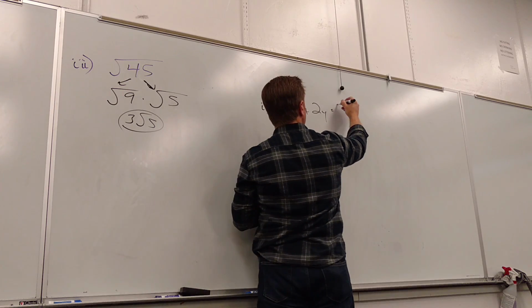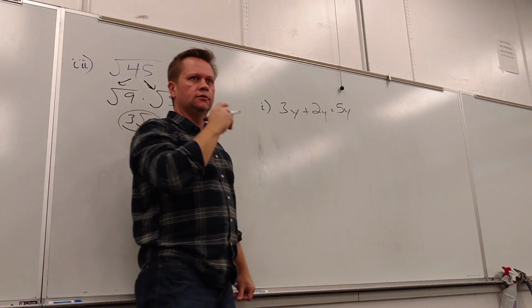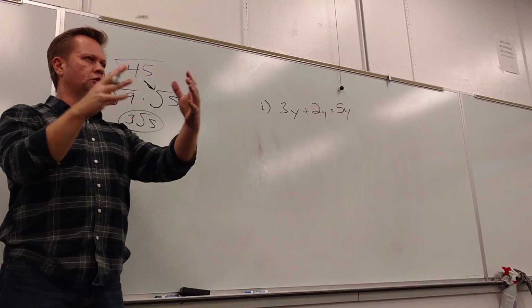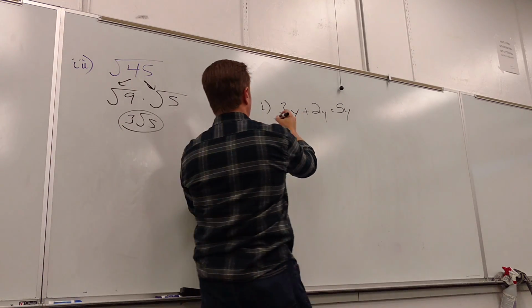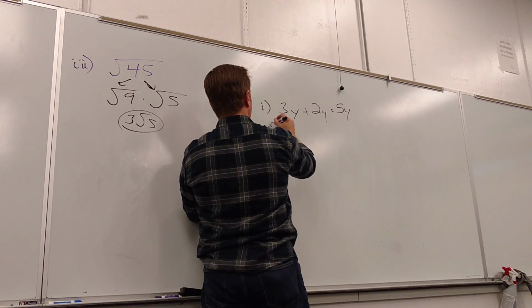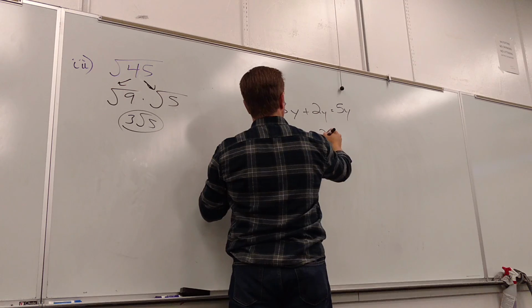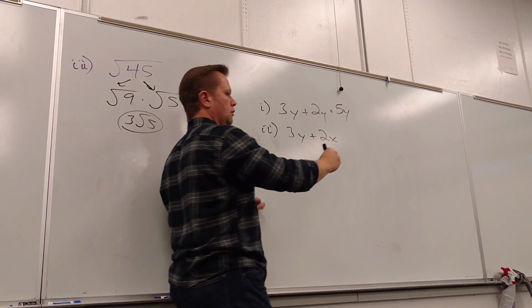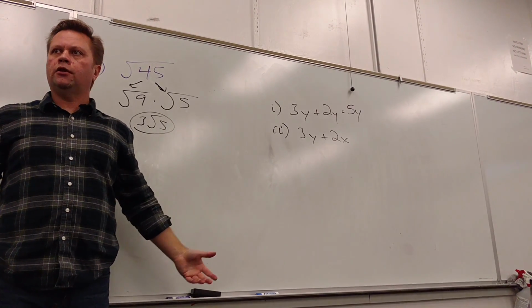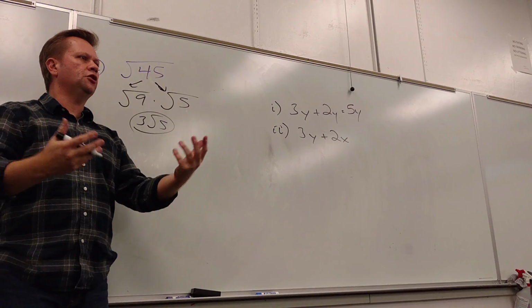5y. Alright, that's amazing, right? This is like terms. Are you with me? So for example, what is 3y plus 2x? I can't do anything with it, because they're not like terms.